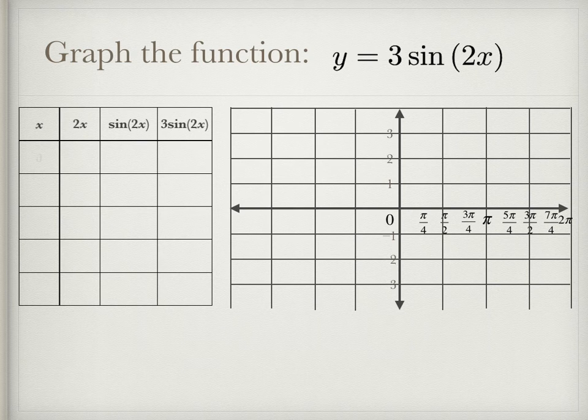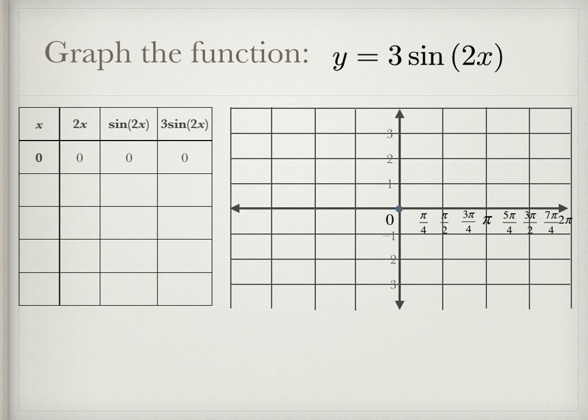My first input value is 0. 2 times 0 is 0. The sine of 0, according to the unit circle, is 0, and 3 times 0 is 0. The first ordered pair I'm going to plot is 0, 0.